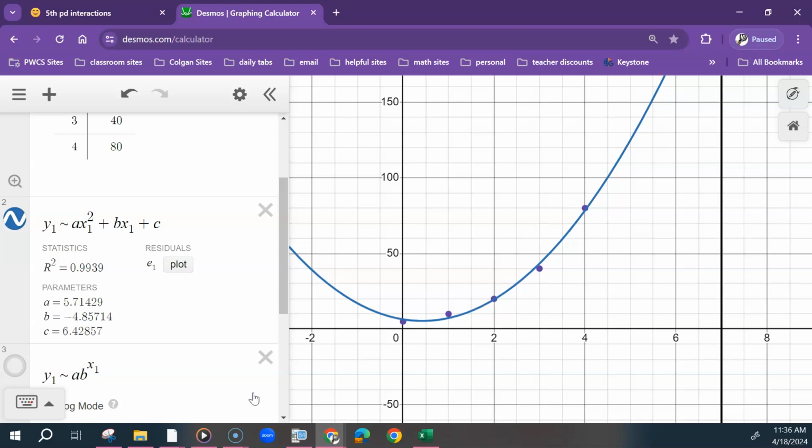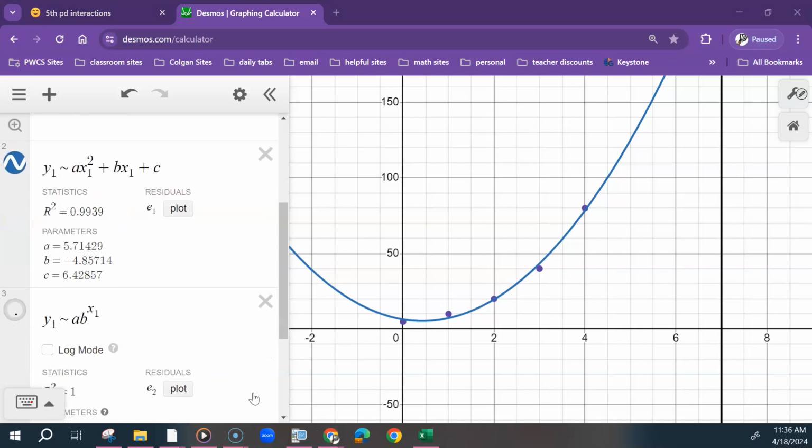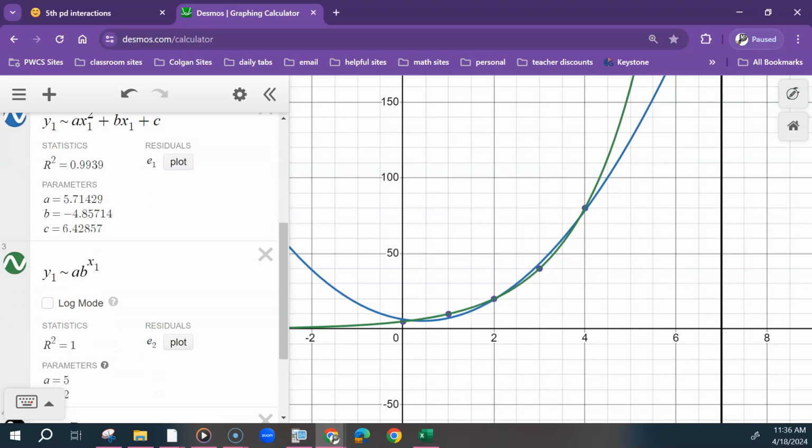But theoretically, realistically, if I am looking at number of book club members, they usually grow. Sometimes they drop, but not usually by a whole lot, so it shouldn't go back down. So it wouldn't be quadratic. Also, when I look at the correlation coefficients, the R squared, the quadratic is really close, but the exponential is 1. So I know that has to be the one that fits.